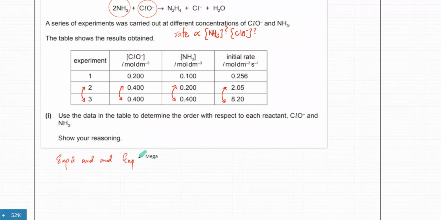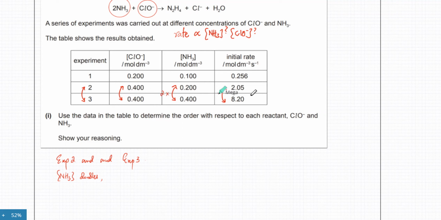अच्छा, जब इनको compare करोगे ना तो पता लगता है कि ClO-1 concentration is unaffected. You're not changing it. What you're doing is you're doubling NH3's concentration. So that's clear. NH3's concentration doubles, becomes 2 times. What happens to the rate of the reaction? It becomes 4 times.